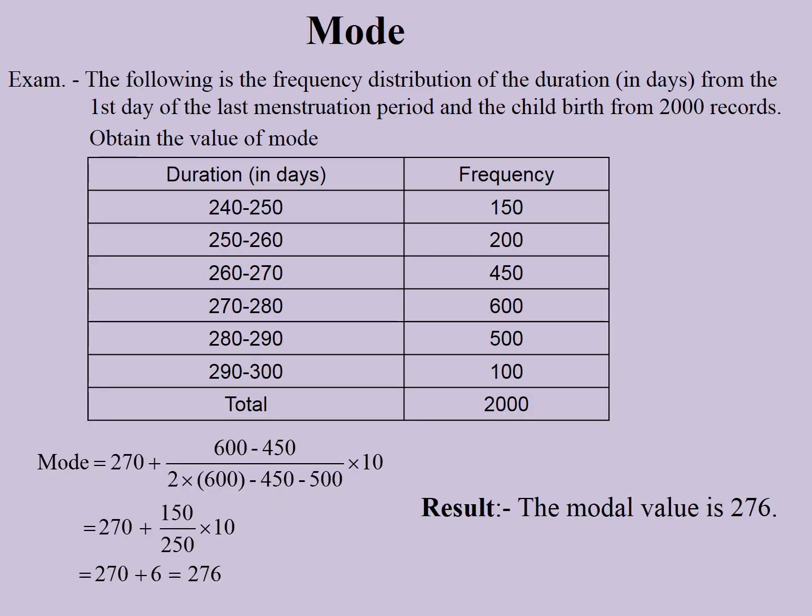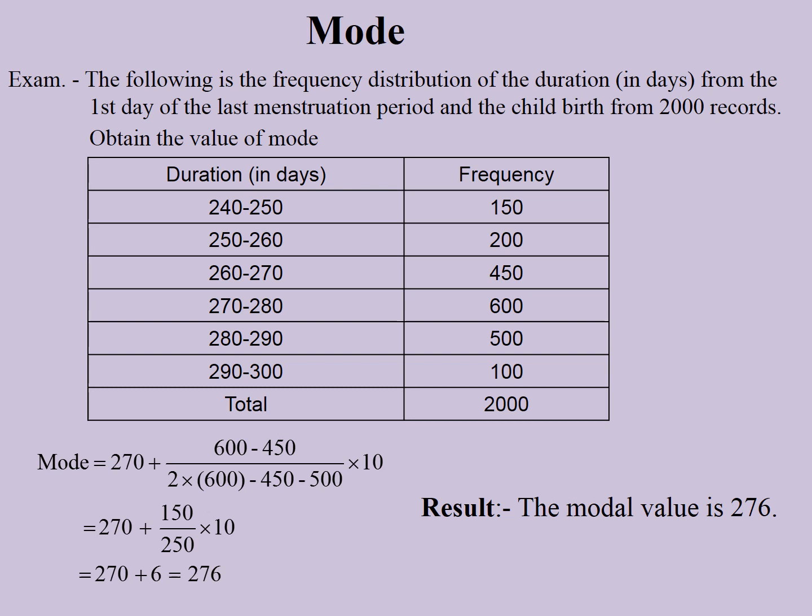So let's understand with the help of an example. The following is the frequency distribution of duration in days from the first day of last menstrual period to childbirth, and it is a record of 2000 participants. So this is particularly the duration between the first day of last menstrual period and the childbirth.